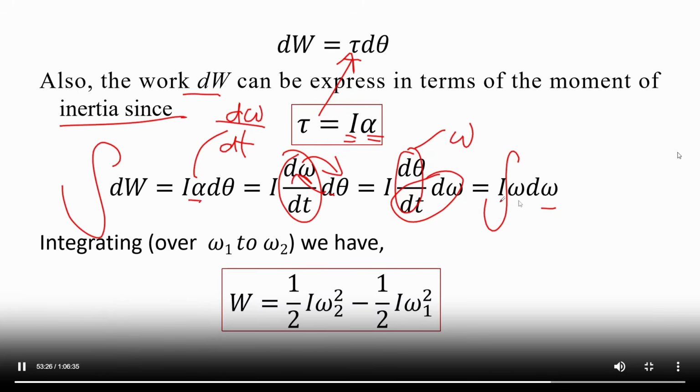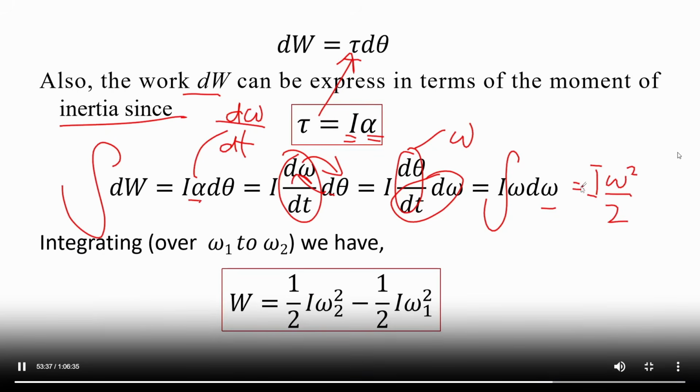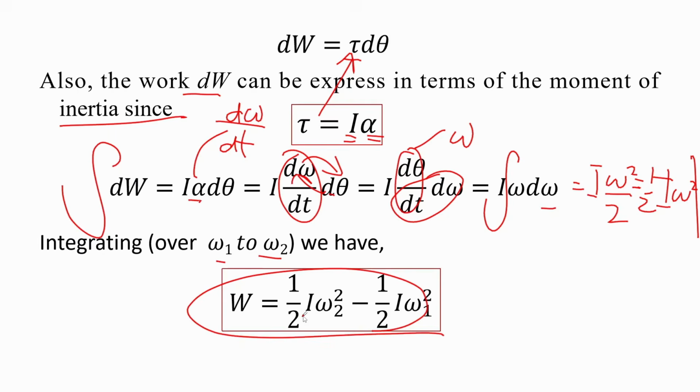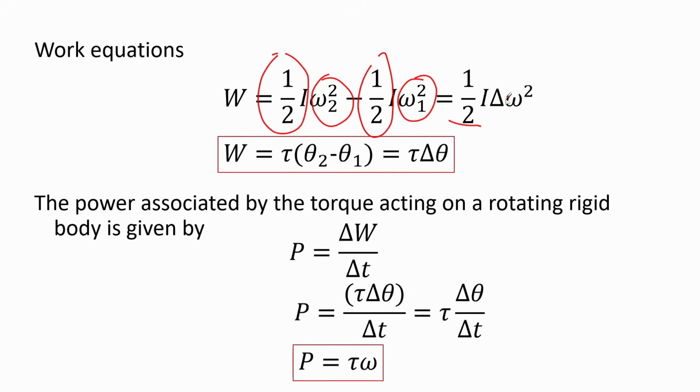So this becomes omega squared, and integrating, this becomes I omega squared over 2. Hence, 1/2 I omega squared. If you integrate this from omega 1 to omega 2, you get the work expression as the change in moment of inertia and angular velocity. So the work equation here can have the moment of inertia factored out, and this simply becomes the change in omega squared.